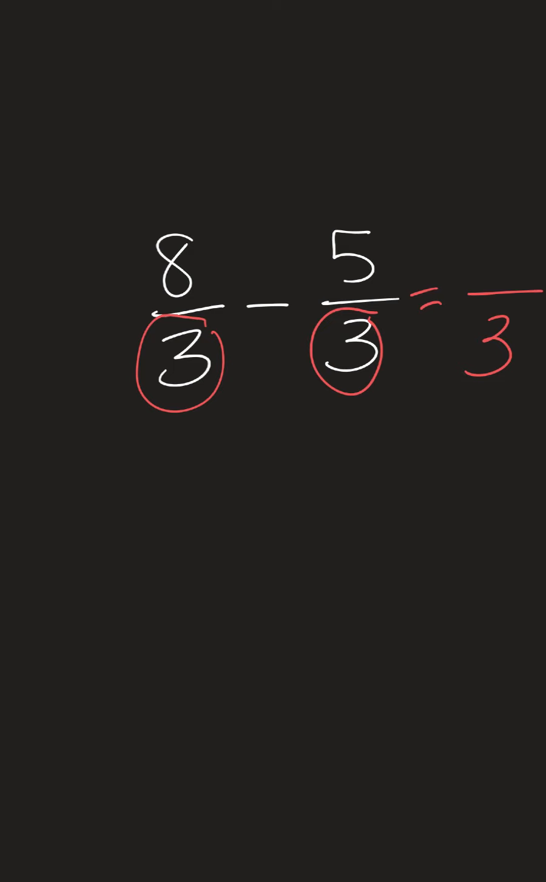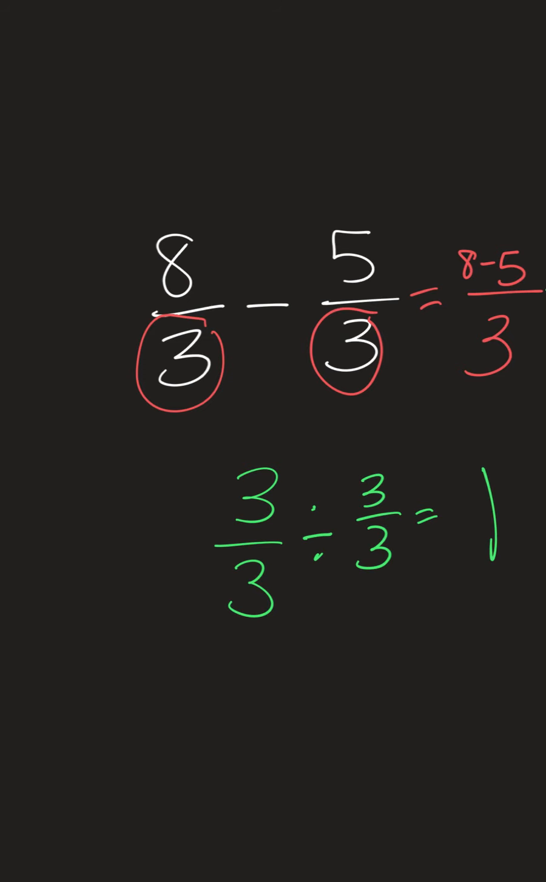And now I'm going to subtract my numerators only. So 8 minus 5 in my numerator. That gives me an answer of 3/3, which is a valid answer, but we can simplify that by dividing by 3/3, right? Dividing by 3 and dividing by 3, and I get 1 as my final answer here.